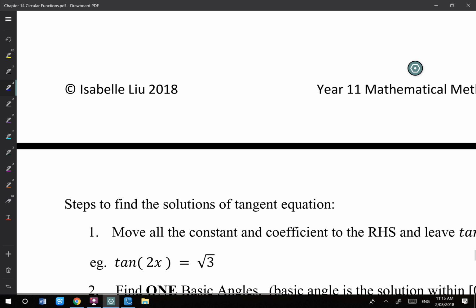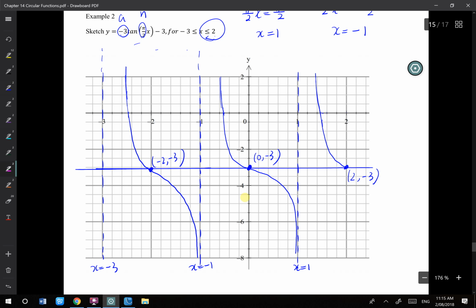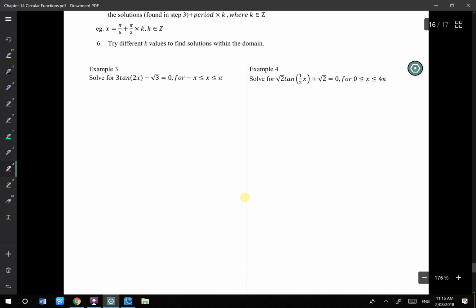But for tangent, if you look at the graph, just sketch any horizontal line. For example, I sketch any horizontal line here. I'm trying to solve the tangent equals to that. And you can see in each period, there's only one solution, right? What's one period? In between the two asymptotes. In between the two asymptotes, you only intersect the horizontal line and the graph once. So we only have one solution to use as a general solution. So that's much easier compared to sine and cosine.